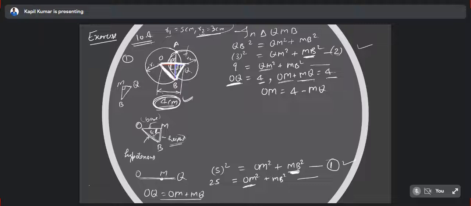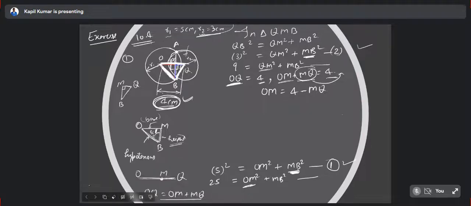because we need to find out the whole line, sir. So we did OM plus MQ, which is 4 centimeter. Now we have to write OM is equal to 4 minus MQ. Sir, why minus? Okay, so if it is plus MQ here, we can take it on this side, and it will become minus. It will go here.